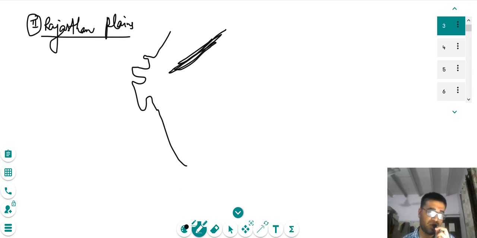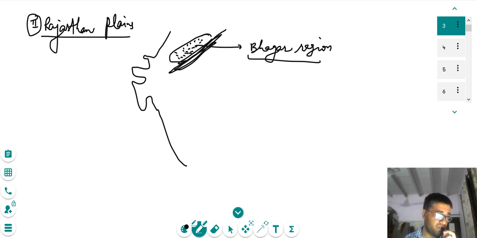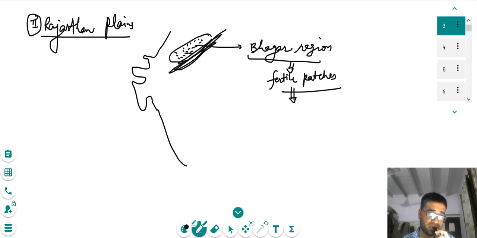This is the Aravali region. This region just west of the Aravali is called the Bagad region. Okay. And in the Bagad region, there are certain fertile patches where agriculture can be done. There are fertile patches, right? And these are called the Rohi tracts, right?